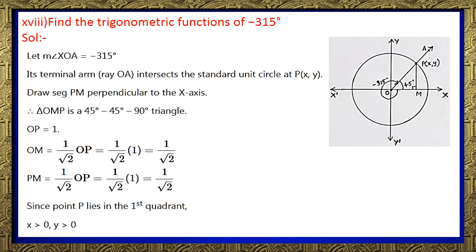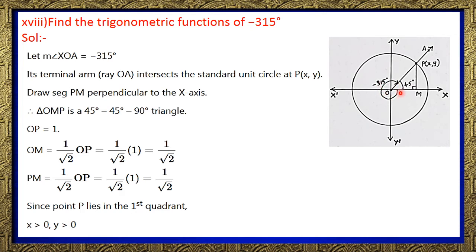18th sum. Find the trigonometric functions of minus 315 degree. And look at the diagram. Angle XOA is minus 315 degree and it reaches to the first quadrant. Then we know the complete angle is 360 degree. Then from this we will get this small angle, that is 45 degree, by subtracting 315 from 360 degree.